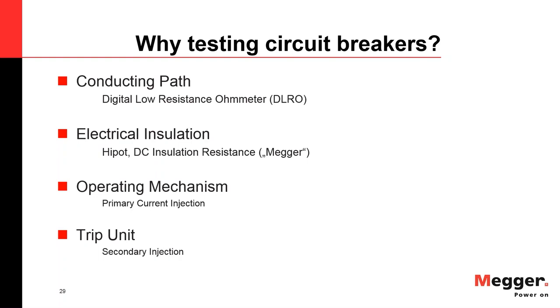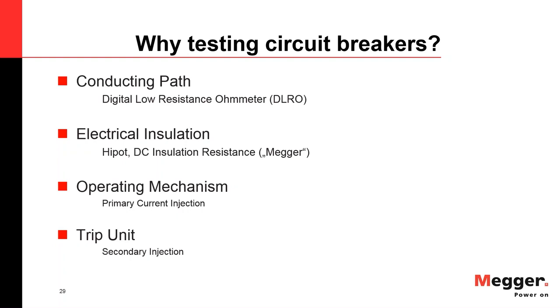So you can test line to load, all live parts to enclosure, opposite polarity, which means hot up B phase, ground A and C, and just make sure that the insulation, the dielectric withstand capabilities, are still there. Then you can test the trip unit, just the trip unit by itself. That is called secondary injection. And then to test the actual operating mechanism, this is called primary current injection.